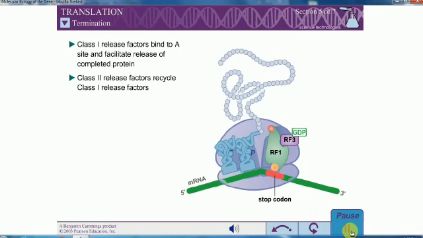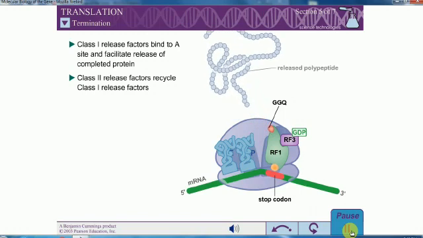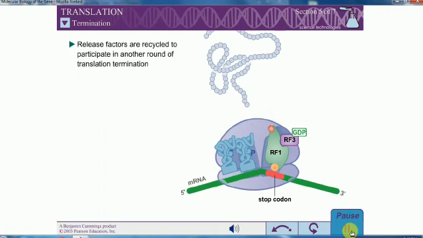After the class 1 and class 2 release factors are both bound, a glycine-glycine-glutamine, or GGQ motif, on the class 1 release factor triggers hydrolysis of the protein from the tRNA in the P site. Release of the protein from the ribosome triggers the recycling of the release factors.